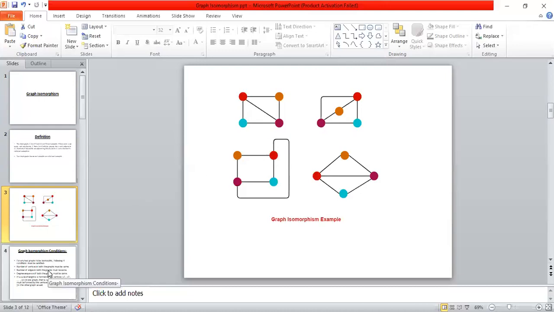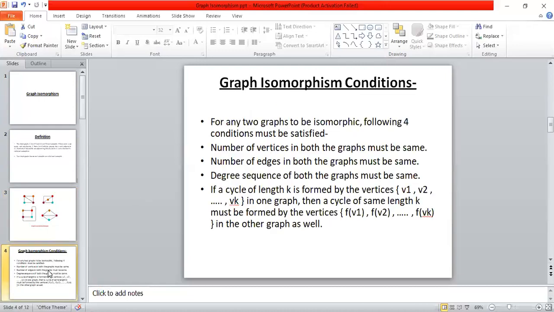Similarly, instead of checking a bijective function from V1 to V2 every time, here we have necessary conditions to remember. Graph isomorphism conditions: for any two graphs to be isomorphic, the following 4 conditions must be satisfied. These are the necessary conditions for graph isomorphism. First, the number of vertices in both graphs must be the same. Second, the number of edges in both graphs must be the same. Third, the degree sequence of both graphs must be the same.